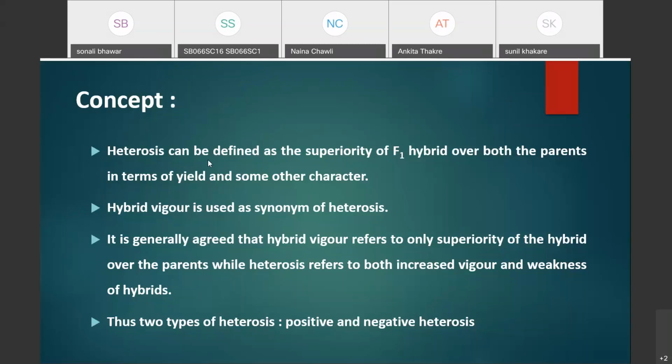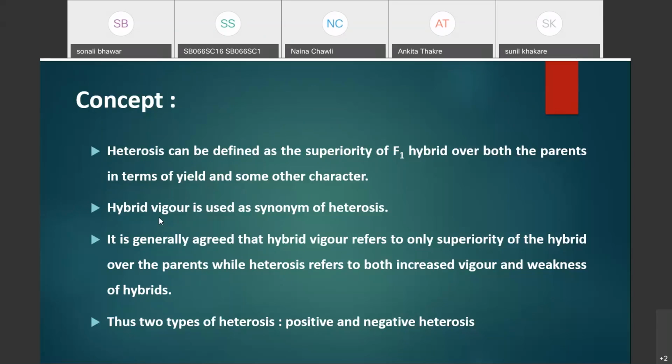Sometimes in some books, hybrid vigor and heterosis are used as synonyms, while some plant breeders use these words differently. Some plant breeders think that heterosis and hybrid vigor are entirely different terms. But in the majority of books you will find that hybrid vigor is used as a synonym of heterosis.